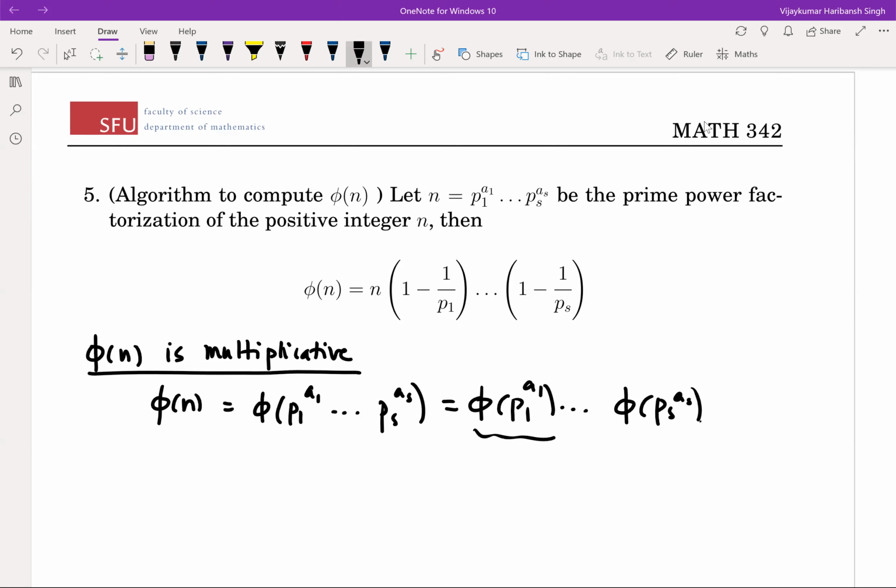Now, we already know what the formula for this is. It is going to be p1 to the power a1 minus p1 to the power a1 minus 1, dot dot dot, similarly for the other parts, and the last one would be ps to the power as minus ps to the power as minus 1.